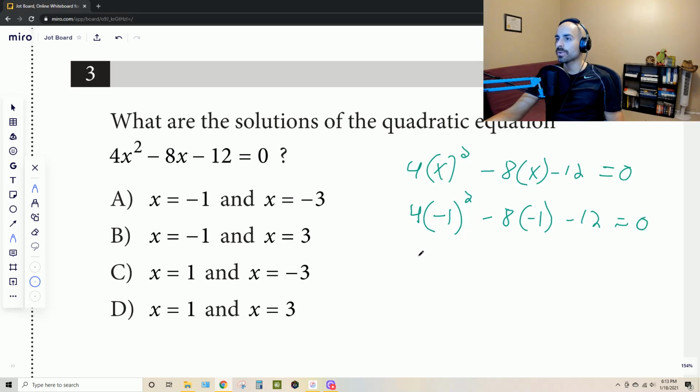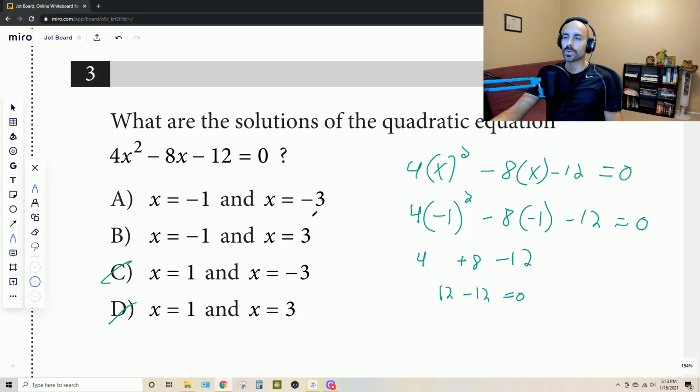What we end up with is 4 times 1 plus 8, because that becomes positive, minus 12. And then you have 4 times 1, well, that's just 4. And then you have 12 minus 12. That does equal 0. So it definitely means it's not C or D.